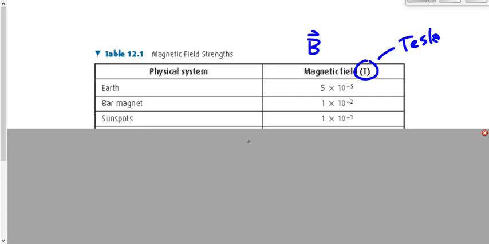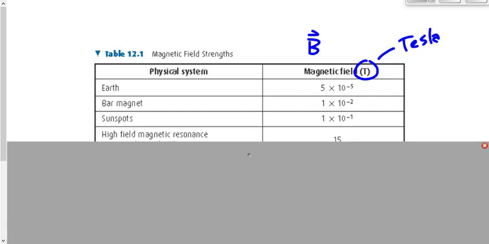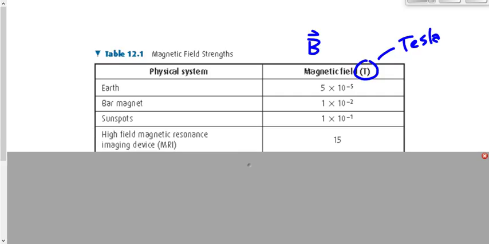Sunspots, like this magnetic activity that takes place on the sun, 10 to the minus 1 Tesla, 10 times stronger than a bar magnet. An MRI. Who's ever had an MRI? When you have an MRI, they have you fill out this big, long, detailed form. Crazy questions like, have you ever had shards of metal stuck in your eye? Like these obscure things, right? I don't know what they'd do if you did have shards of metal stuck in your eye.